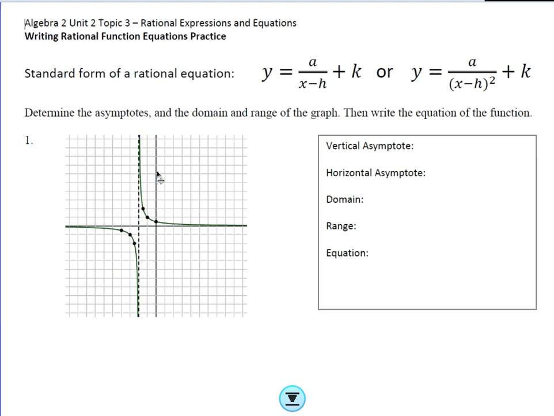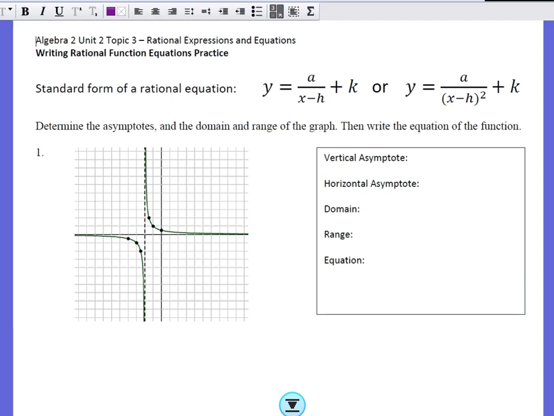So here we go. We've got our two standard forms of the rational equations. This is with the transformations of 1 over x as the parent function, and this one with 1 over x squared as the parent function. It says to determine the asymptotes, the domain, and the range of the graph, and then write the equation of the function. The nice thing in the practice problem is the vertical and horizontal asymptotes are already dashed in for you.